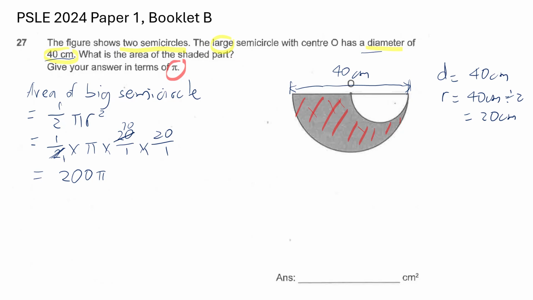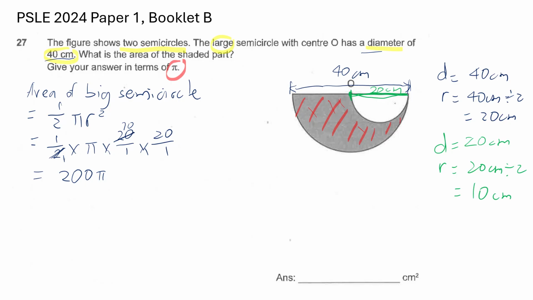Okay, now let's try to find the area of the small semicircle. In order to be able to find the area of the small semicircle, we need to find the radius of the small semicircle. You can see from here that since this is the center, this will be 20 cm. So the diameter of the small semicircle is actually 20 cm. So the radius will be 20 cm divided by 2 gives you 10 cm.